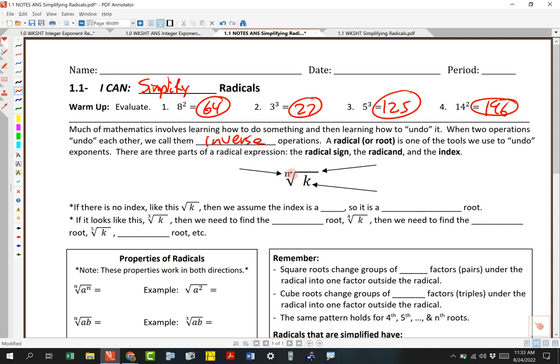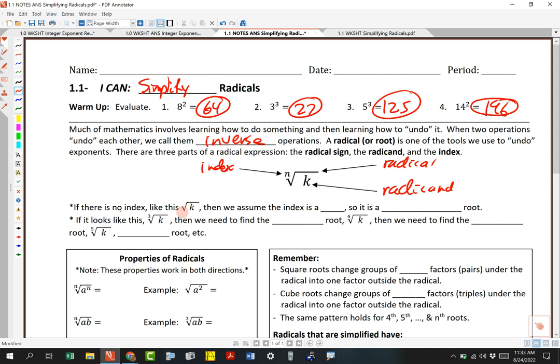So the index is this little number right here that's in kind of the crook there. So this is the index. That symbol, no matter what number is in there, is called a radical sign. So we're just going to call that a radical. And then the stuff that's underneath there, no matter how easy or how complicated it is, we call that the radicand.